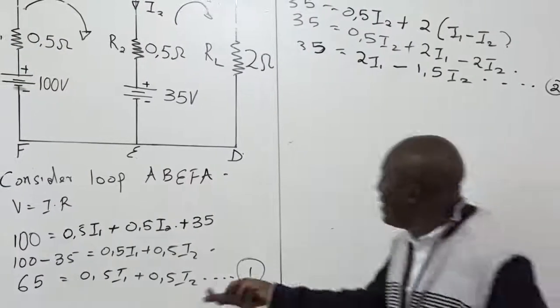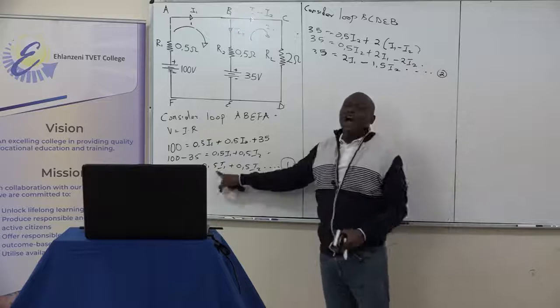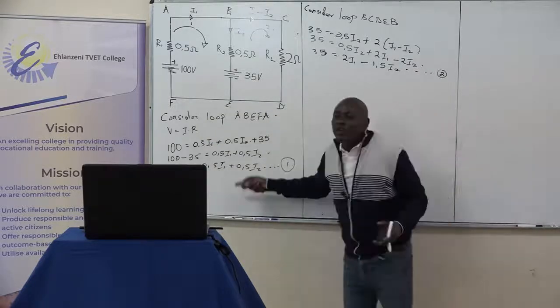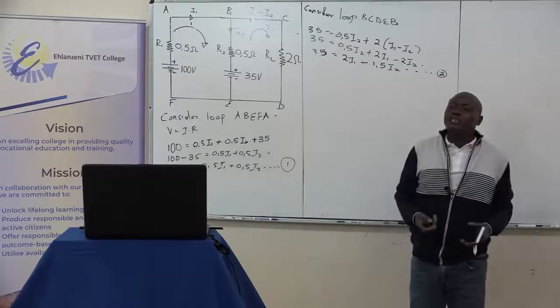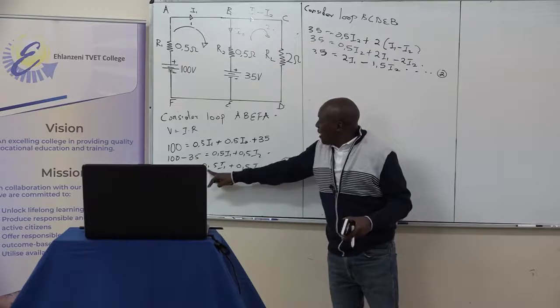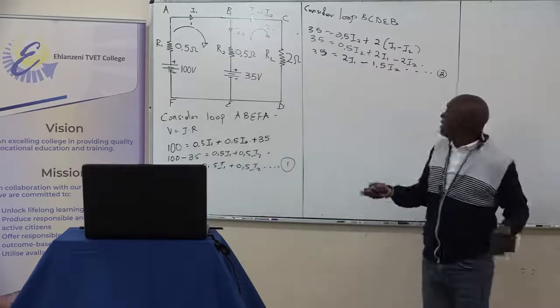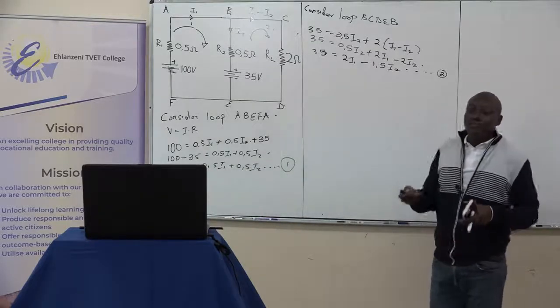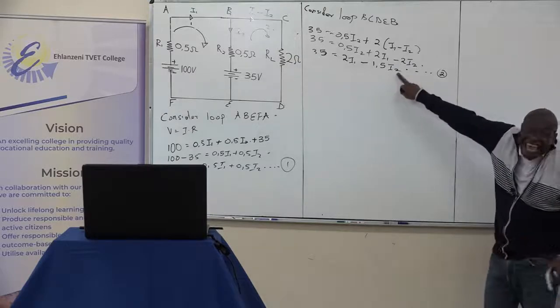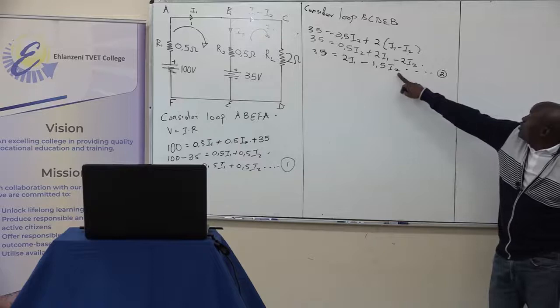If I'm taking 1 and multiplying it by 0.5, I still get 1. If I'm multiplying 2 by 0.5, I get 1. If I'm multiplying 3 by 0.5, I get 1.5. But now when I check, 1.5 is still there in equation 2.